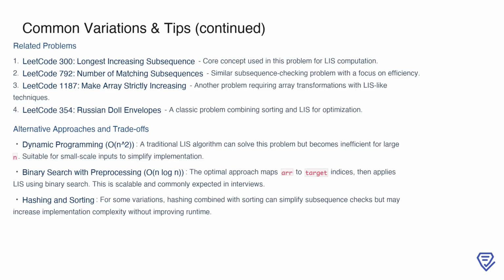Finally, let's explore some related problems and alternative approaches. For related problems, LeetCode 300, longest increasing subsequence, is particularly relevant since it introduces the core concept used in this problem. Similarly, LeetCode 792, number of matching subsequences, involves efficient subsequence checking techniques. LeetCode 1187, make array strictly increasing, also requires array transformations and incorporates LIS-like ideas. Lastly, LeetCode 354, Russian doll envelopes, is a classic problem that combines sorting with LIS for optimization.